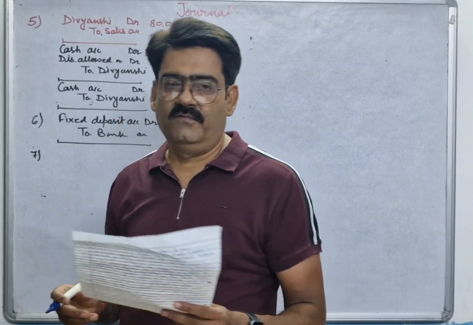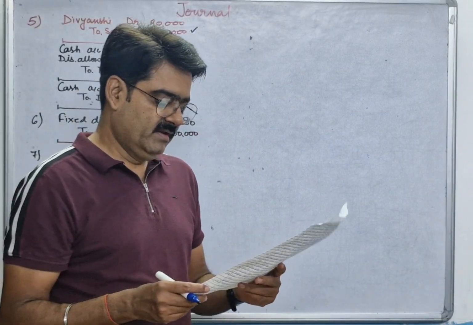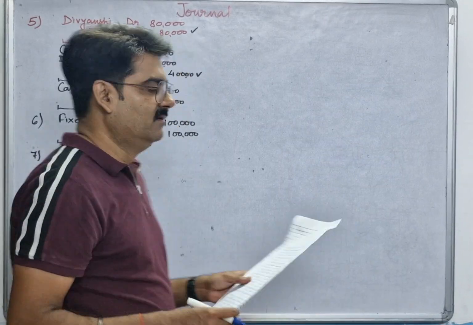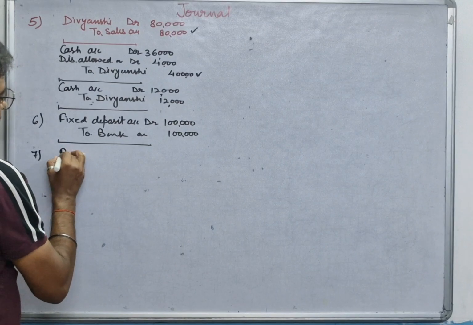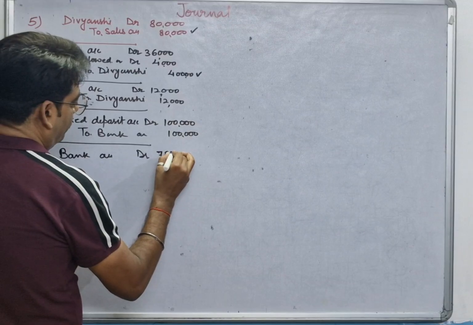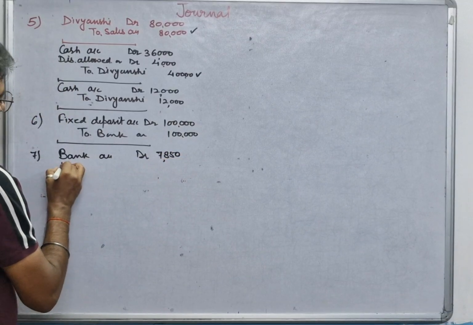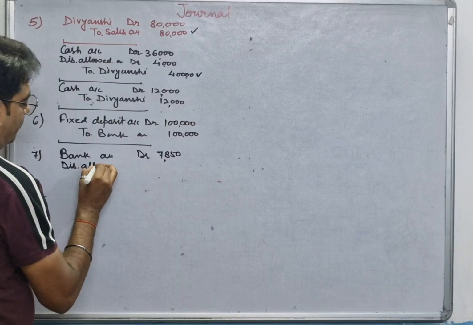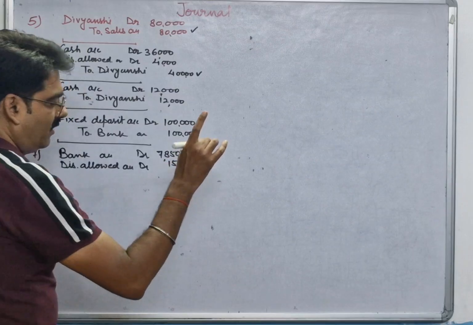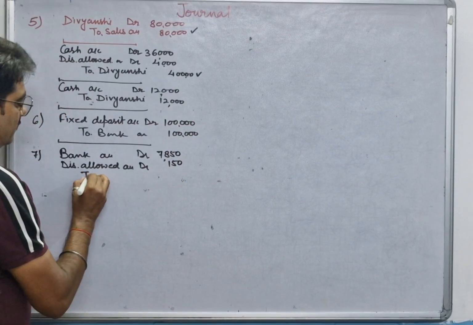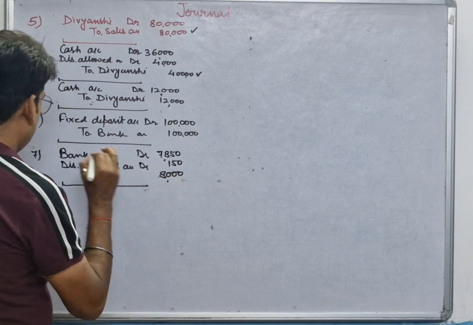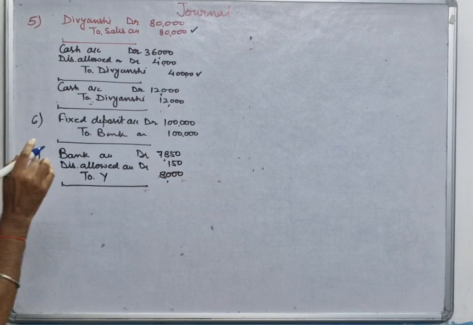So the amount receivable from Y was 8,000, and we are receiving 7850 in the form of check, and immediately we are depositing that check into the bank. So bank will be the receiver, bank account debit 7850. We are allowing discount, discount allowed account debit 150, because the receivable amount from Y was 8,000. So to Y 8,000. Y is the giver. Bank account debit, discount allowed account debit to Y.